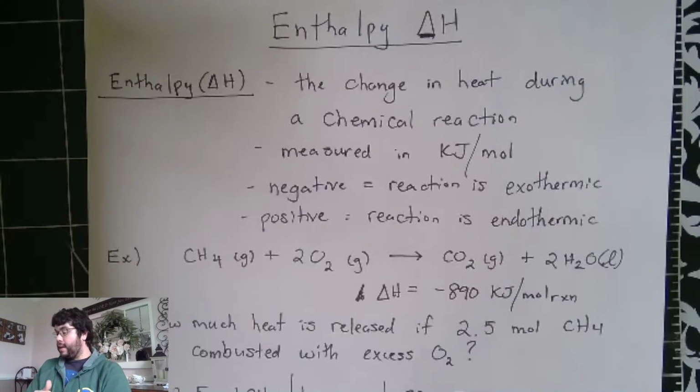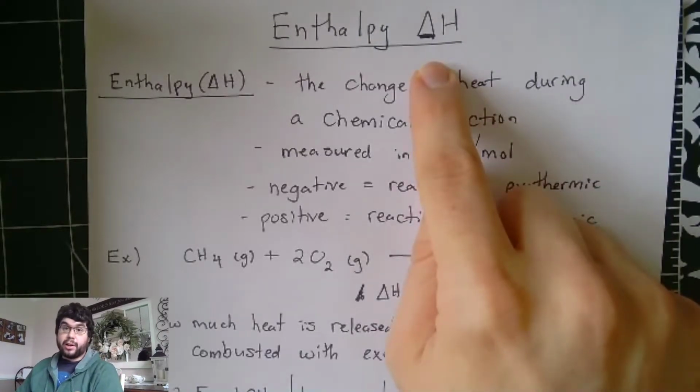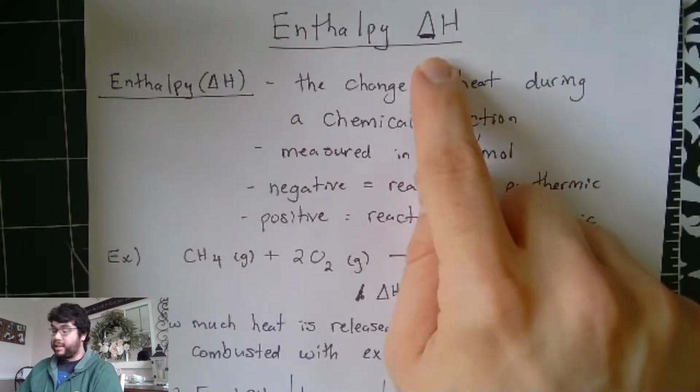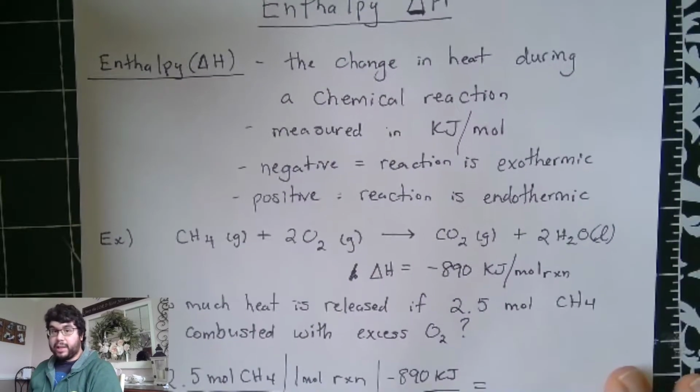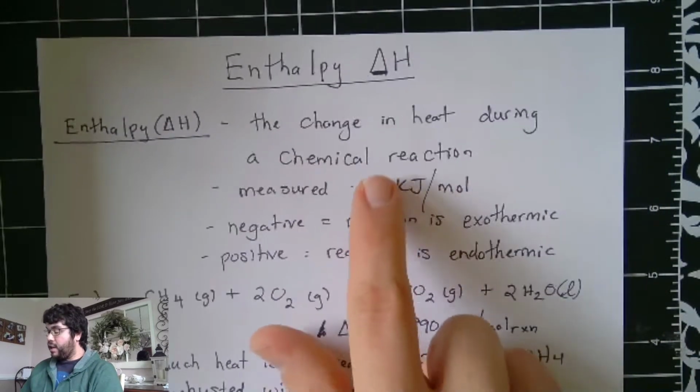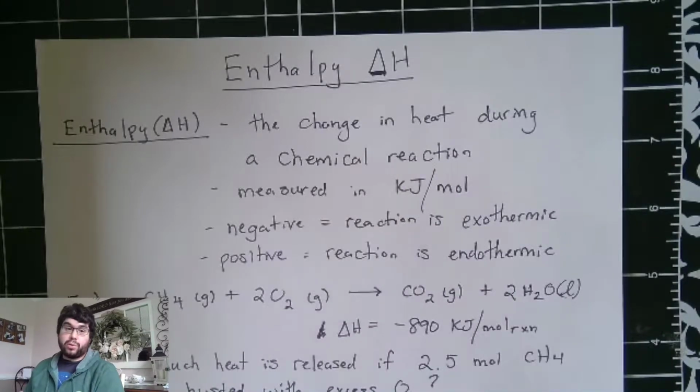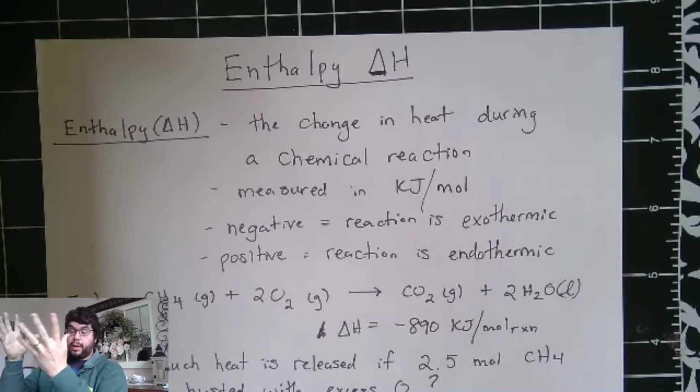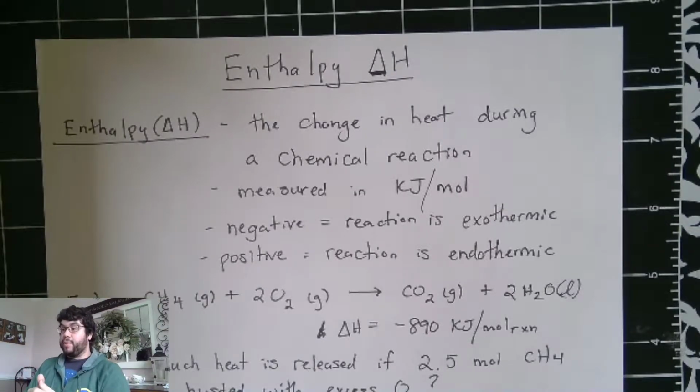Now, enthalpy is this symbol right here, delta H, and H pretty much stands for heat. Enthalpy is defined as the change in heat during a chemical reaction. So if you take some kind of reaction and you put the reactants together and they go boom, like in a combustion reaction, and the heat is released. So there's a certain amount of heat that is either released or sometimes goes into a chemical reaction.